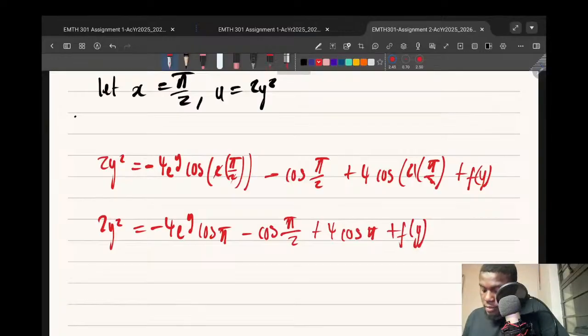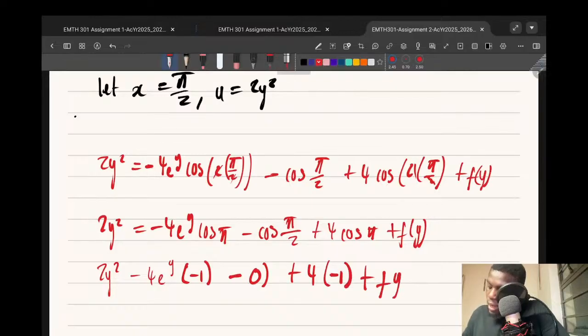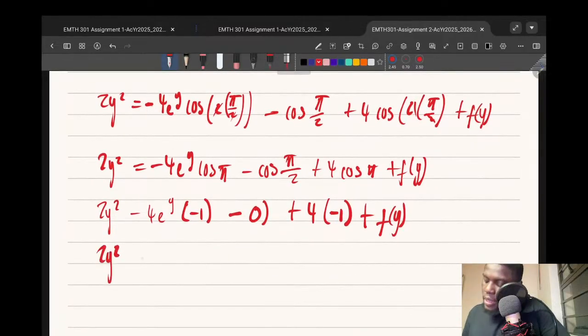What is cos 90? It's 0. So cos pi over 2, which is cos 90, is the one which is 0. Cos pi is cos 180, which is negative 1. So we have 2y squared equal to negative 4e to the y by negative 1 minus 0 plus 4 by cos pi, which is by negative 1, plus f of y. Which now becomes 2y squared is equal to 4e to the y, then minus 4, then plus f of y.